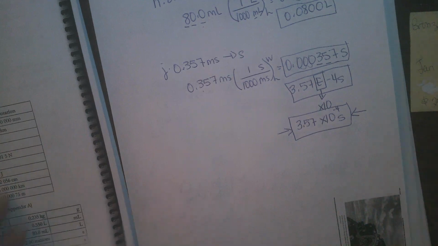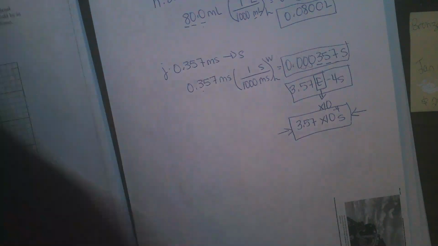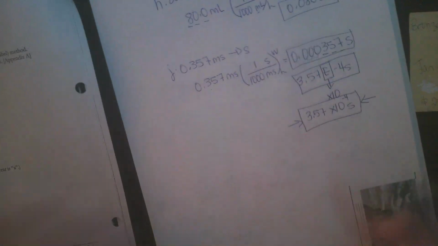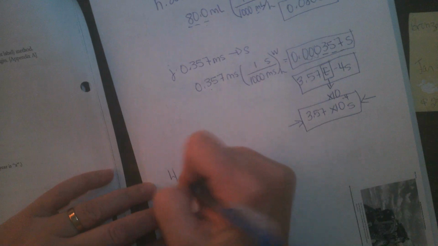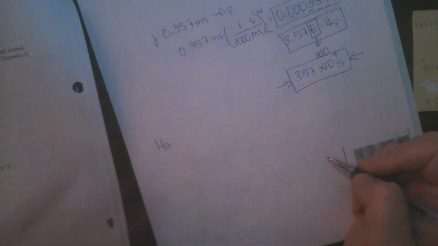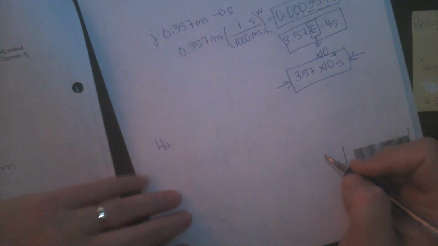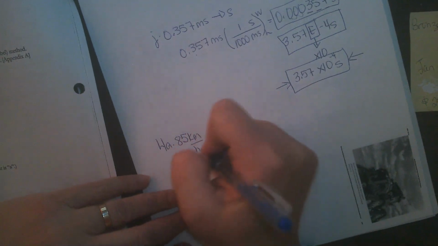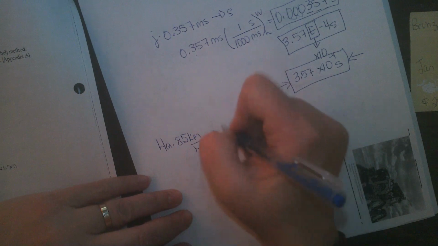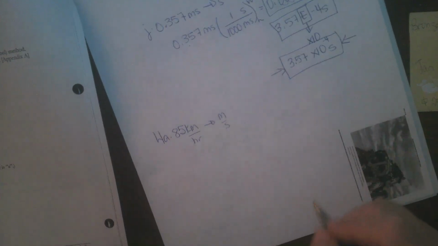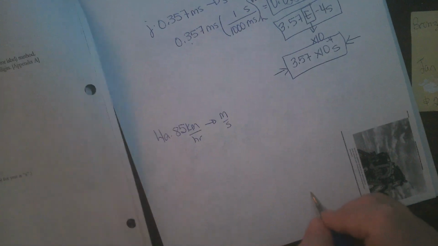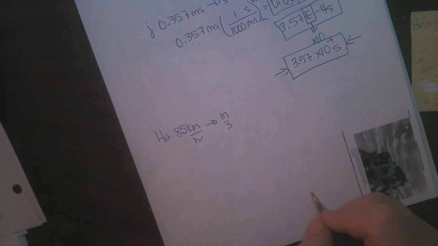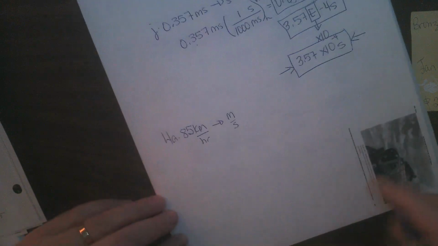4A, C, and D. 4A. Okay, it says convert 85 kilometers per hour to meters per second. I like these. This is where we live in this world. Always we get something in kilometers per hour and we need to put it the other way.